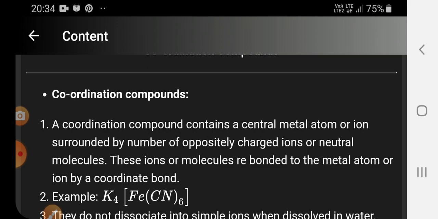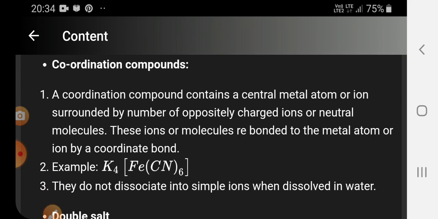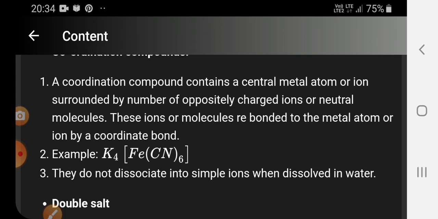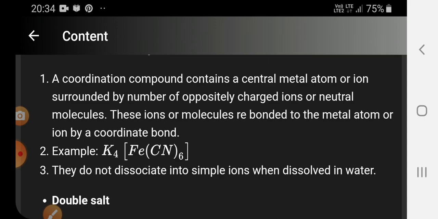First of all, try to understand what a coordination compound is. A coordination compound contains a central metal atom or ion surrounded by a number of oppositely charged ions or neutral molecules. These ions or molecules are bonded to the metal atom or ion by a coordinate bond. Such types of compounds are known as coordination compounds. Now here you can see the example of a coordination compound.